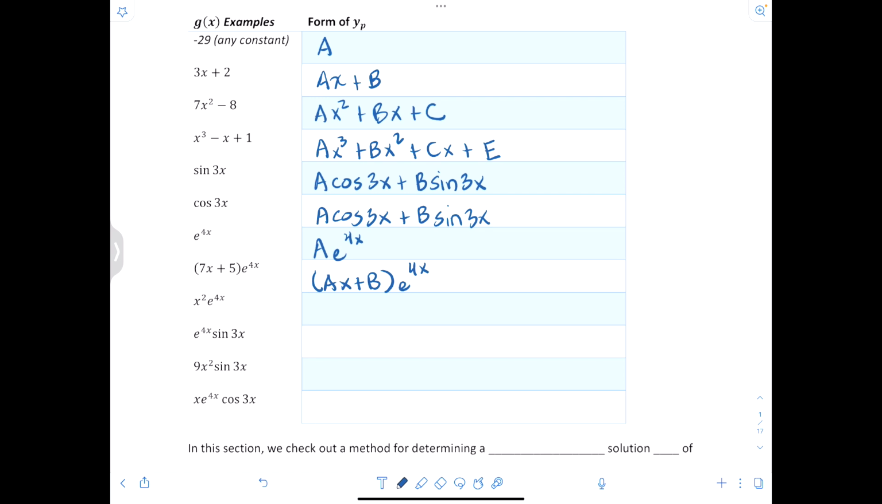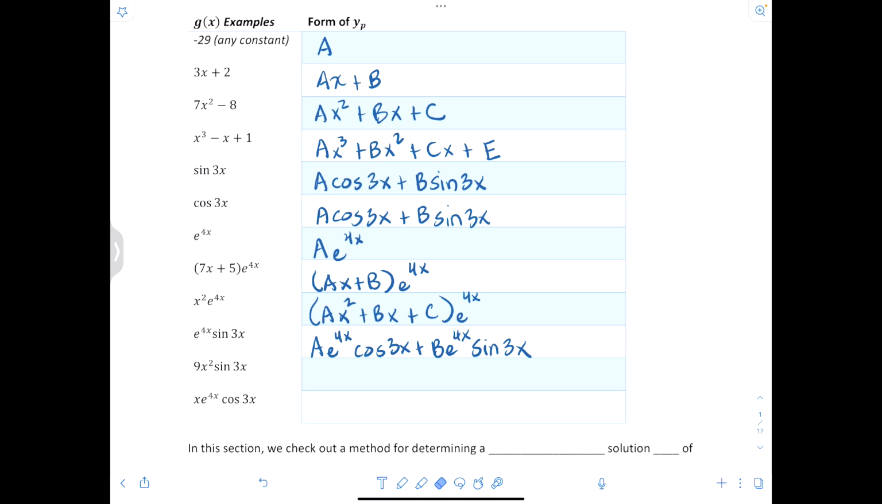And then if you had x squared e to the 4x, you would have ax squared plus bx plus c times e to the 4x. And if you had e to the 4x times sine at 3x, you'd have some a e to the 4x times cosine at 3x plus b e to the 4x times sine at 3x. And it goes on and on and on.